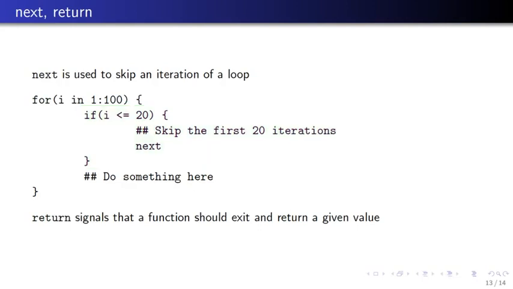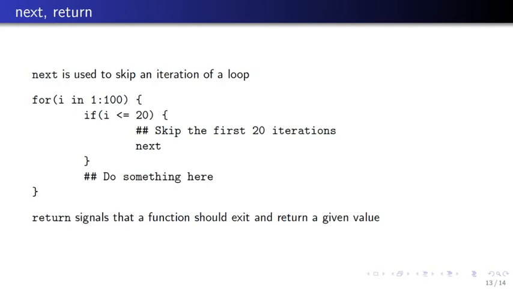So here I've got a very simple if condition. If i is less than or equal to 20, I'm just going to skip. So I use the next expression, and it'll skip everything else in the for loop and go and iterate again. Once i gets beyond 20, then of course the expression i less than or equal to 20 will be false, and so it won't execute the next. It'll go into whatever the body of the code for the for loop is.